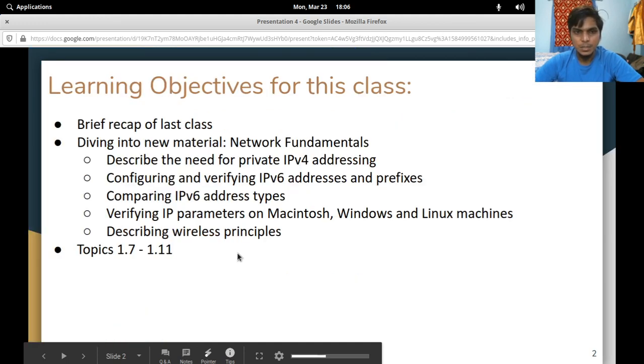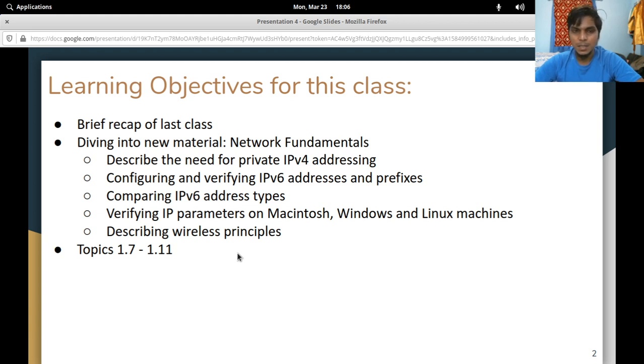In this class, we're still in network fundamentals. We're going to go through the need for private IPv4 addressing, configuring IPv6 addresses and prefixes, and comparing IPv6 address types. And in the second half of this week, so the next class, we'll go over verifying IP parameters on Macs, Windows, and Linux machines, and then some wireless principles. Cisco added a lot of wireless stuff into this version of the CCNA.